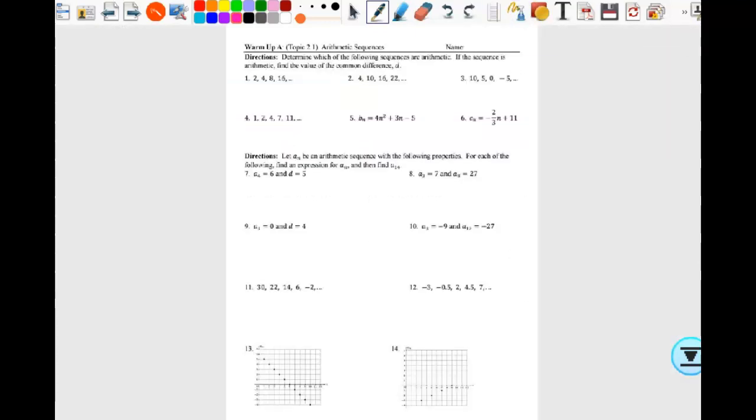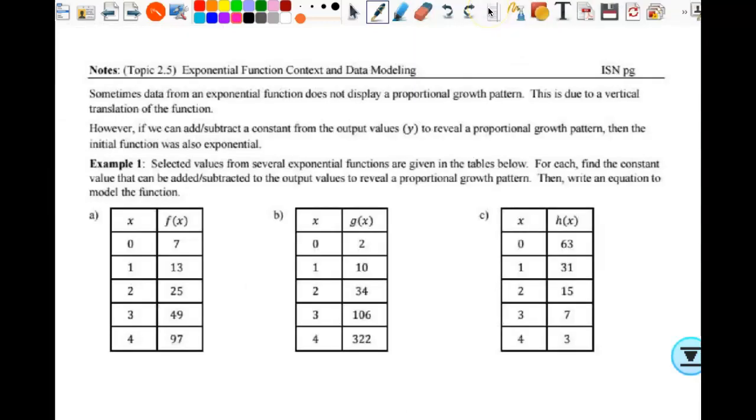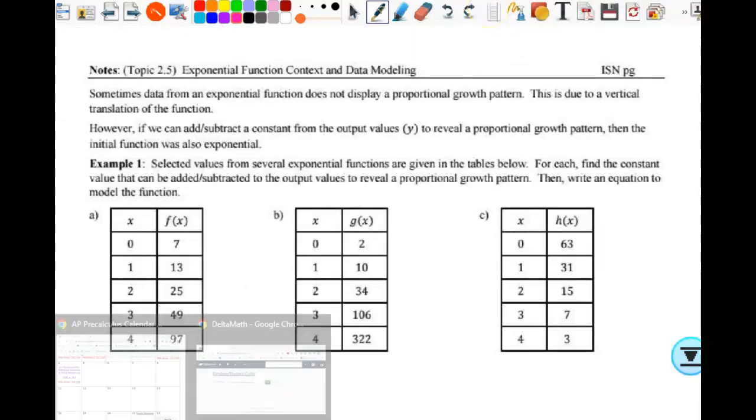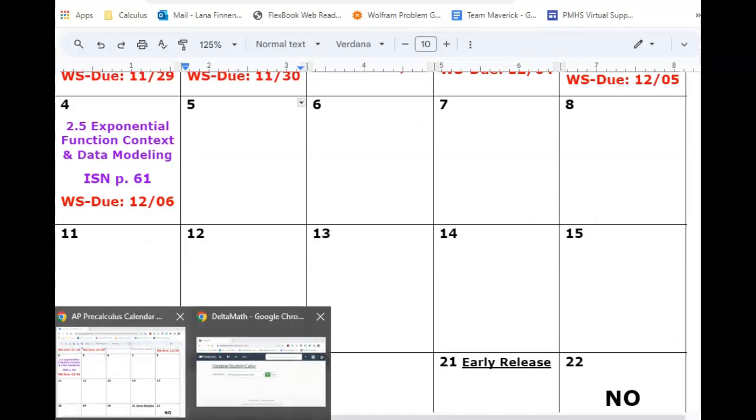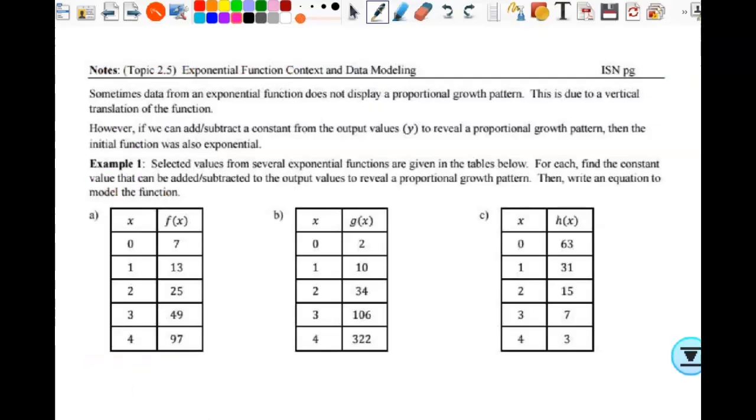Oh, that is not the right thing. What the heck? There we go. And this is going on page 61 when we're done.